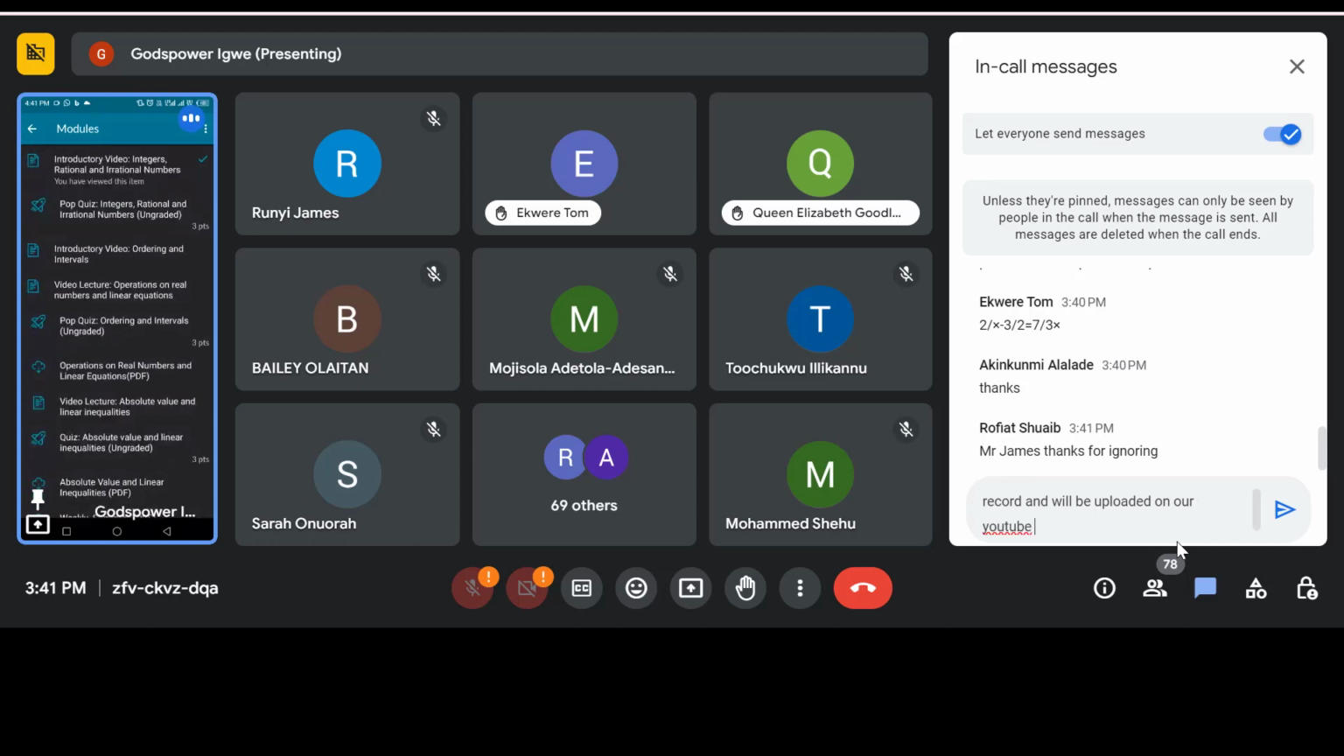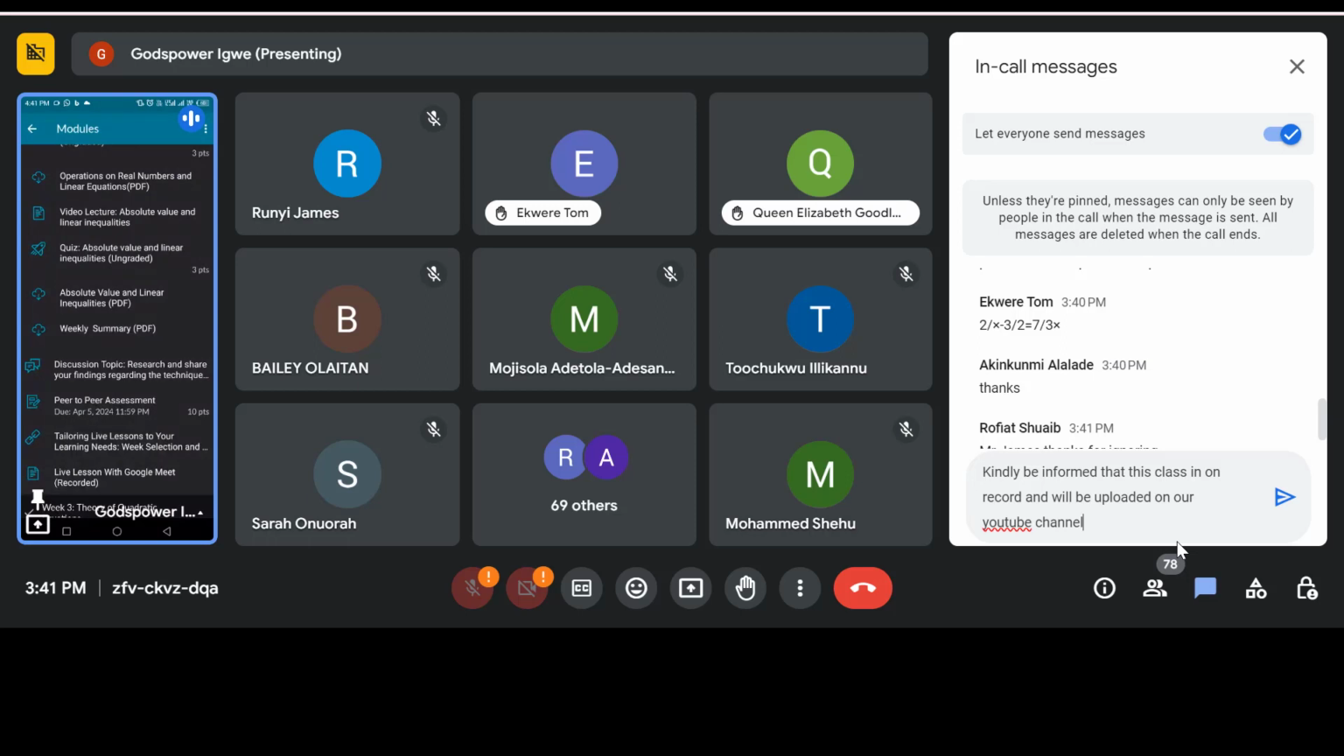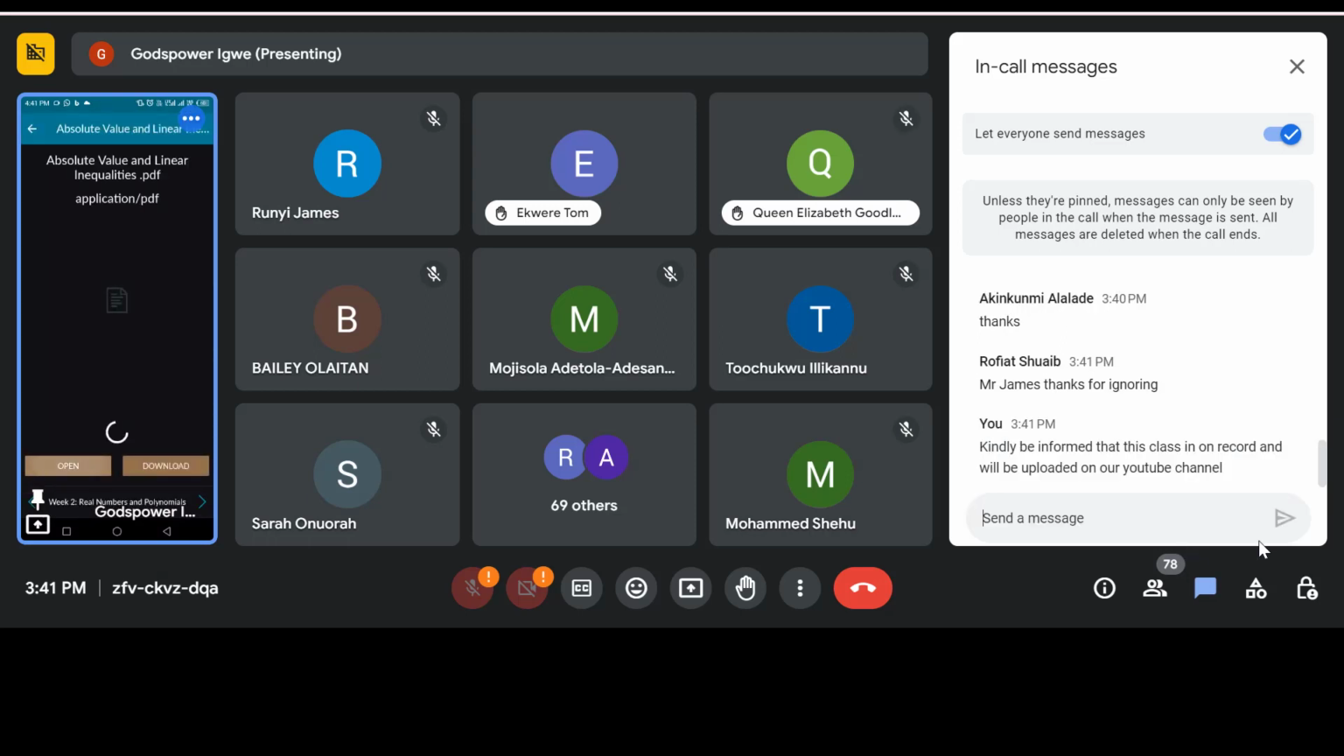So we start with week 2. We've done operations of real numbers, absolute value and linear inequalities. Have you done that?